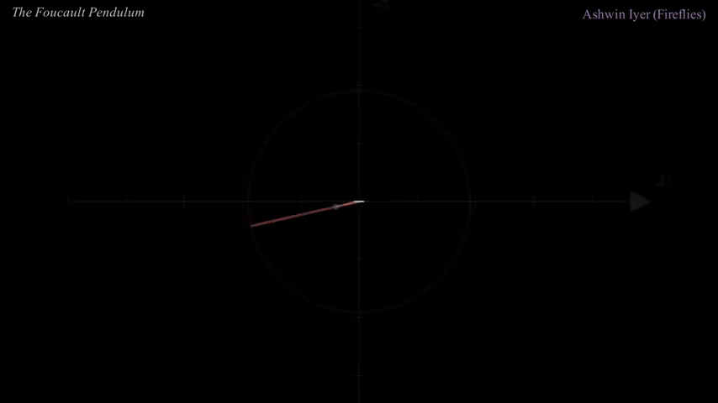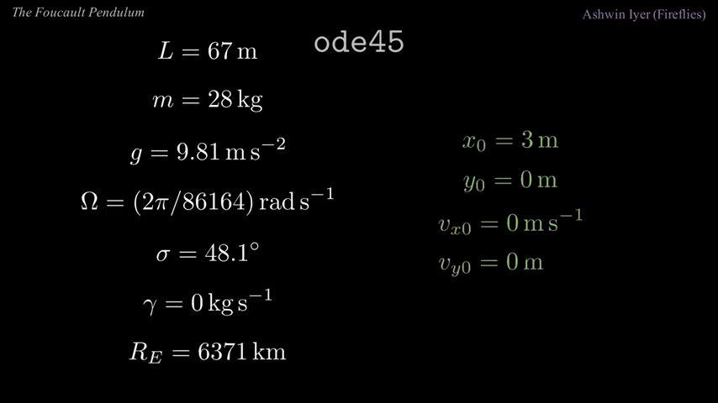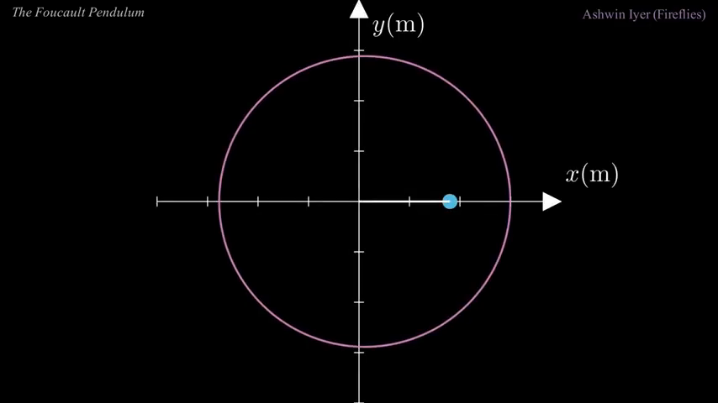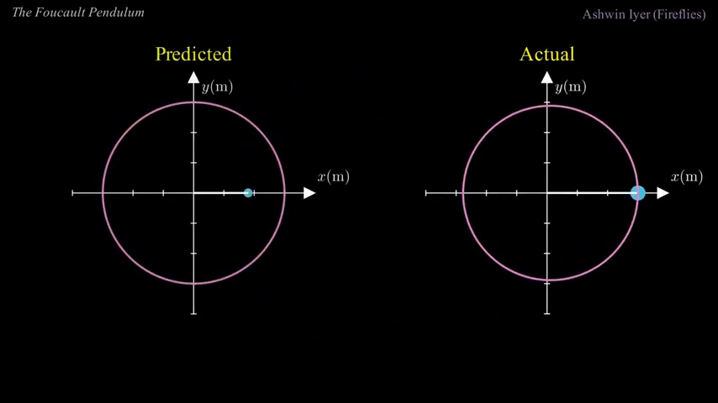To get the full picture, we can solve the more complicated equations using the ODE45 routine in MATLAB, with an initial displacement of 3 meters in the positive x direction and no initial velocity. What we get largely resembles the analytical result, but with a couple of noticeable differences. For one, the period of precession is slightly longer, by about an hour, and additionally, the position of equilibrium is shifted a bit in the positive x direction.